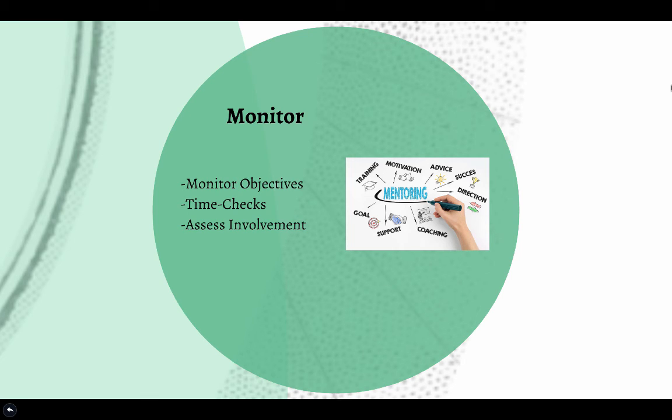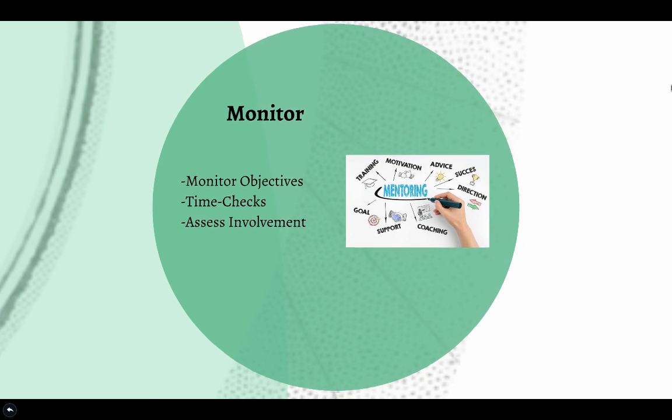Monitor progress to ensure learning objectives are being met. Provide time checks so that students know how much time they've got left to complete a certain activity. Assess the involvement of participants and intervene or prompt as necessary.